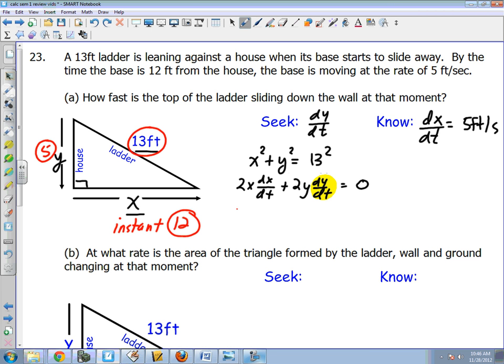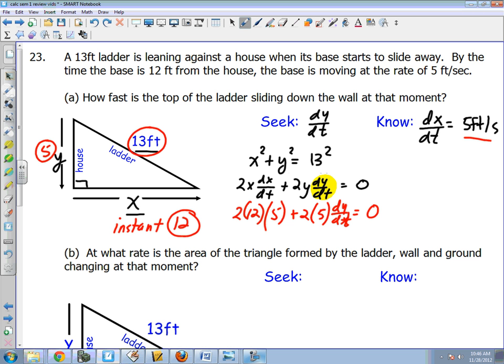So I can plug in all these values. So 2, x is 12 at this instant, dx/dt is 5, y at this given instant is 5, and dy/dt is what I'm seeking. So then you solve this equation for dy/dt. I could go through all the steps required to do that, but I'll just give the answer, or you could find it on your own. But again, essentially I get 120. 2 times 12 times 5 is 120. Subtract that, so I get 120 divided by negative 10.